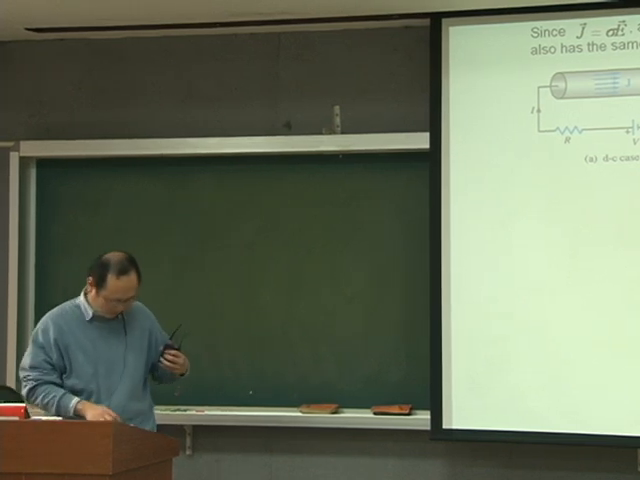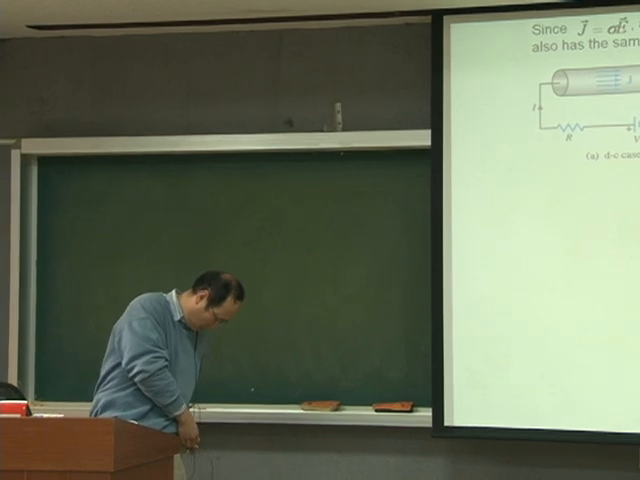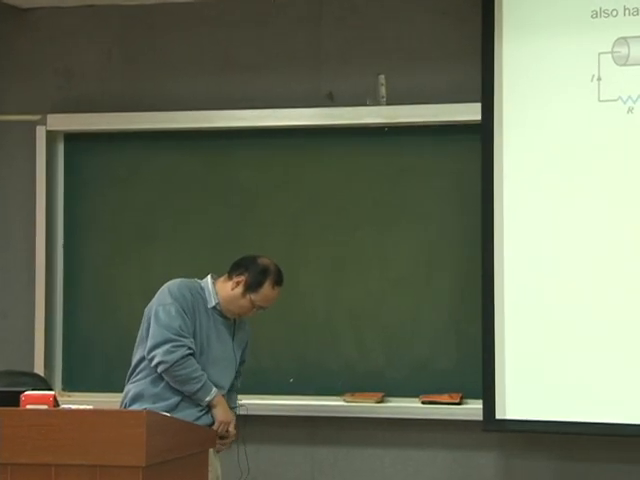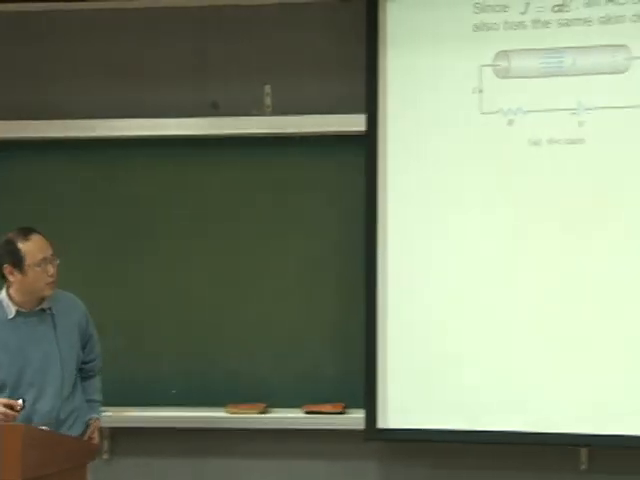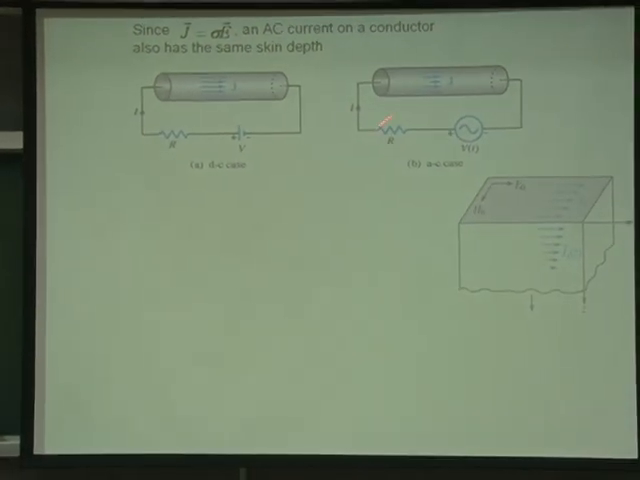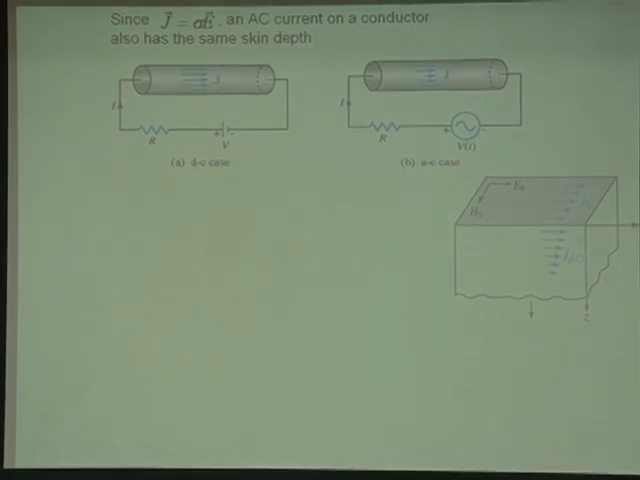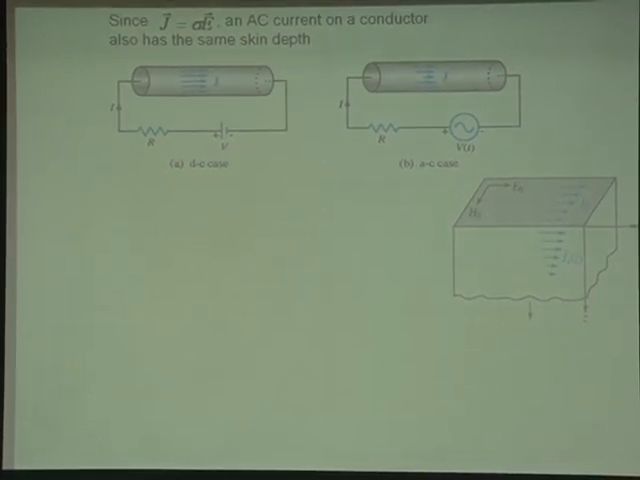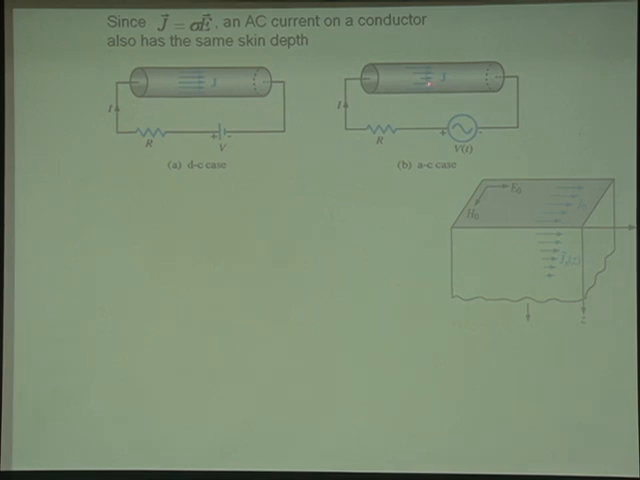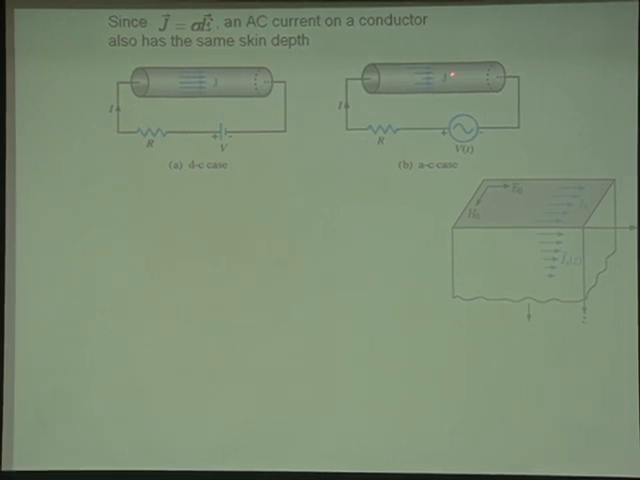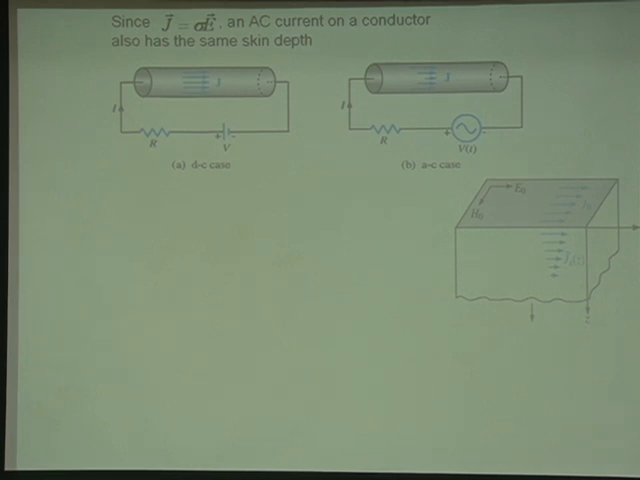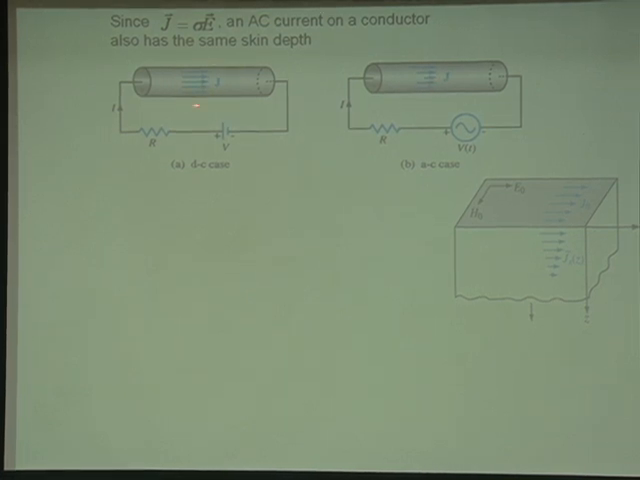If you have an AC power supply, for example, if you have a harmonic oscillation of the current inside this wire, and then you try to locate the current in this piece of copper, then the distribution of the current is quite different from the distribution of current for this case. To understand this, let's look at this geometry.